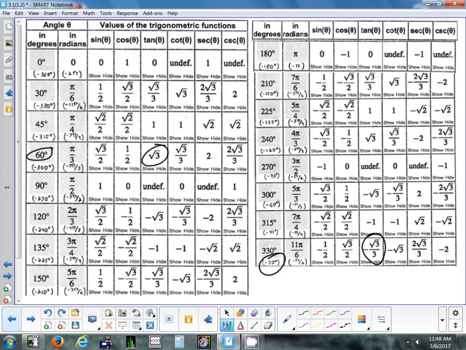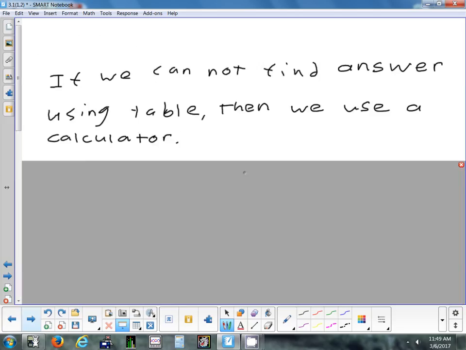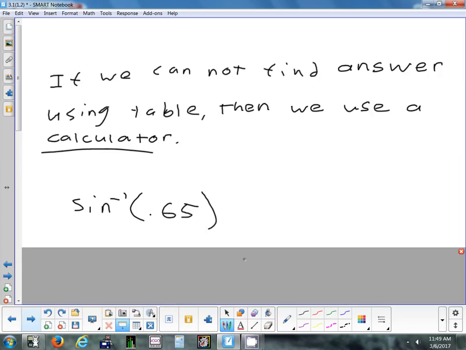Okay, so any questions on how to use this chart to look up the answers? Or once you find the answer, how you know which one to write down? So if you've got arguments that have root 2s, root 3s, 1/2s, 1s, 0s, or negatives of anything I just said, they'll be in the table. If you have an argument like 0.65, you can look for 0.65, but does 0.65 appear anywhere in this table? No. So if it's not in this table, use a calculator.